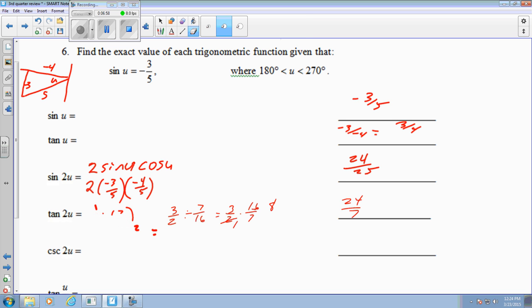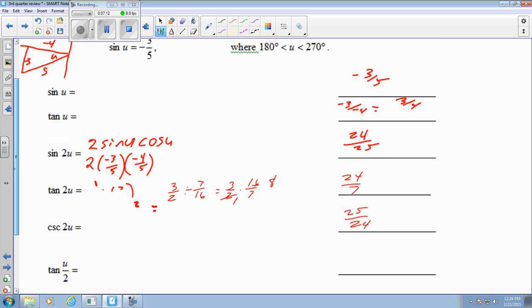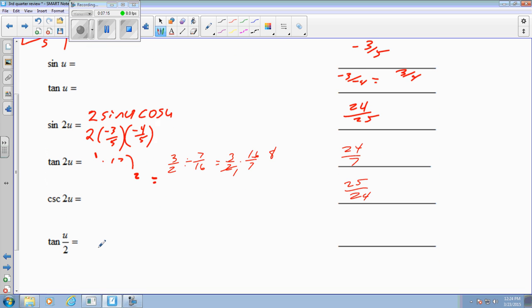Now let's do the cosecant of 2 theta. Well, the cosecant is the reciprocal of the sine. So if I go up here and write the reciprocal, I get the 25 over 24. Now let's do the half-angle tangent formula. Half-angle formulas are the ones in the box in the upper right-hand side of your identity sheet. And it says the sine of u over 1 plus the cosine of u.